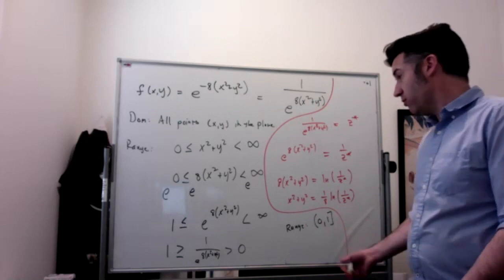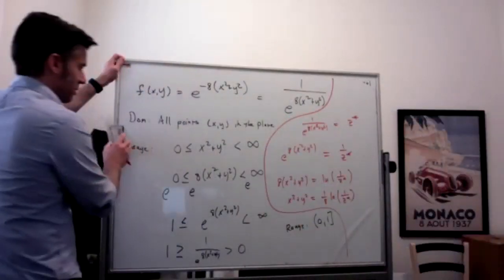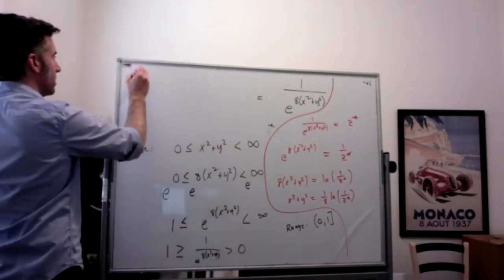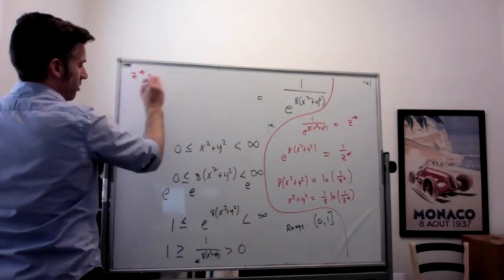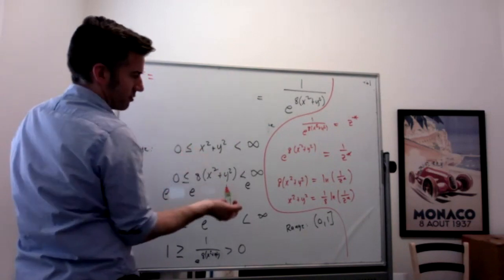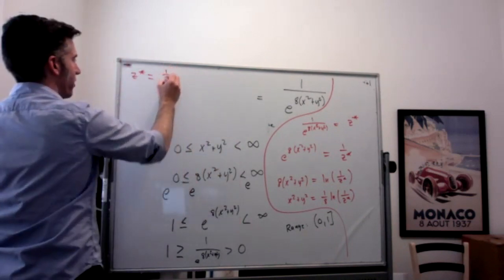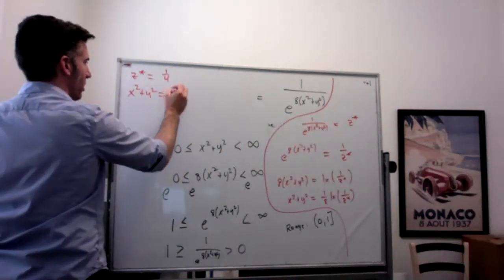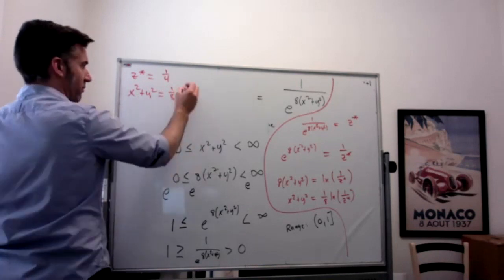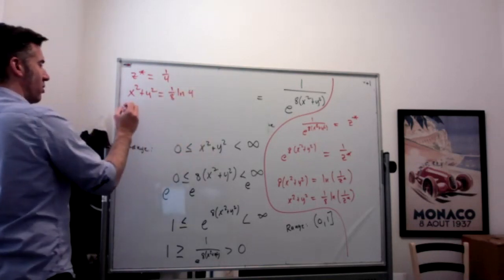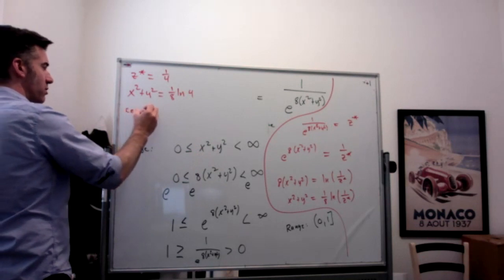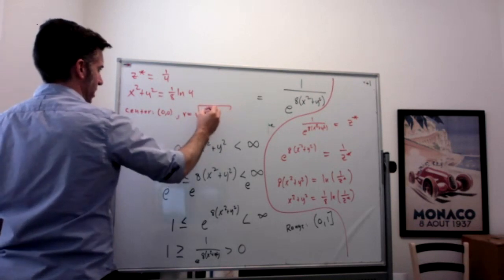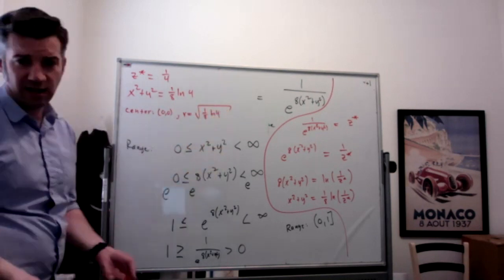So for example, if we pick z star equal to, let's say, 1/4, then we get the equation x squared plus y squared equals 1/8 times the natural log of 1 over 1/4, which is just 4. So this would be a circle with a center of 0, 0, and a radius that's the square root of 1/8 times natural log of 4, which is not a nice number, but it is a number.